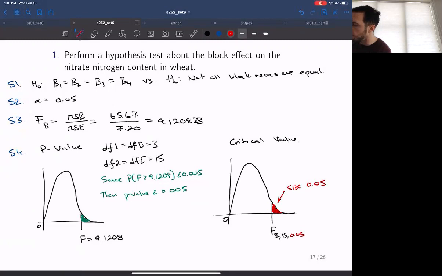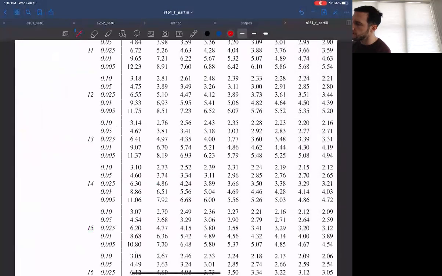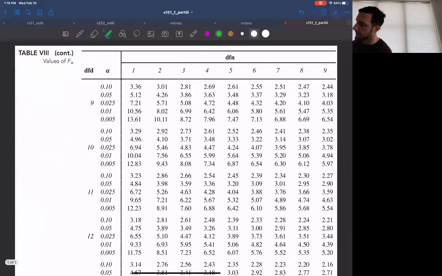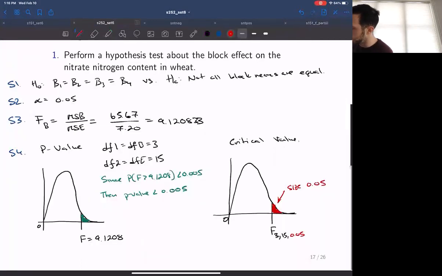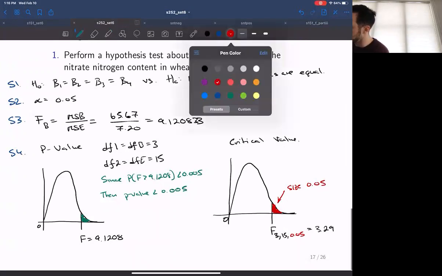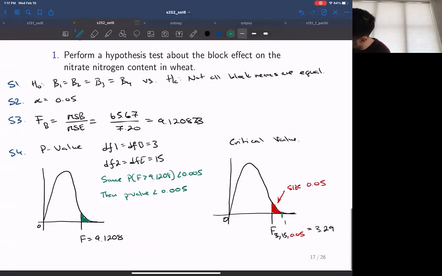Right, so if we go to our F table, we're going to match 3, 15, 0.05, and that gives us 3.29. Right, so the critical value for this test is 3.29. Right, and then we can see that the test statistic is inside the rejection region. Right, so we can reject H naught in this case.